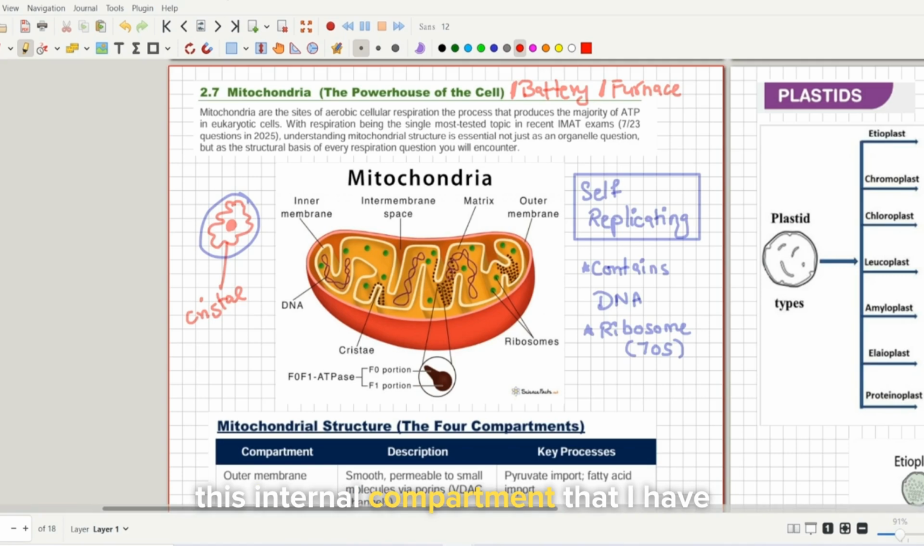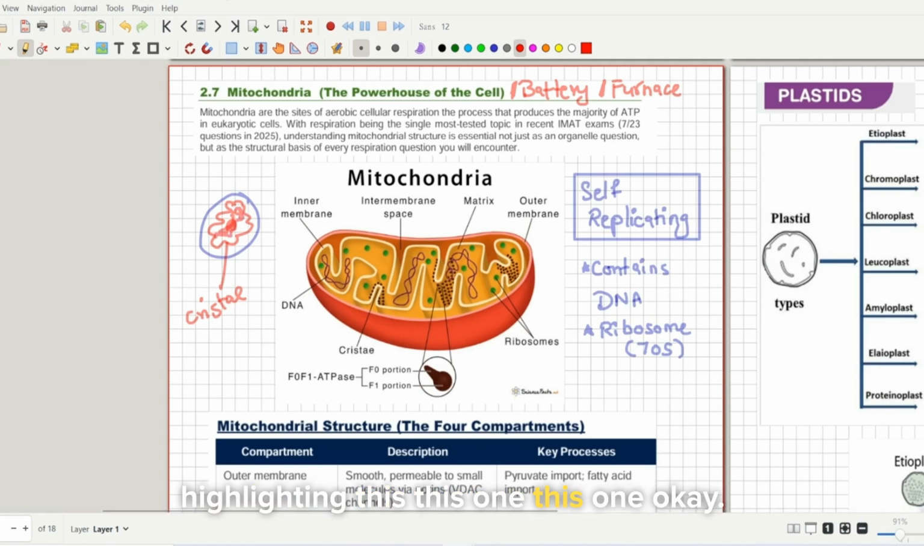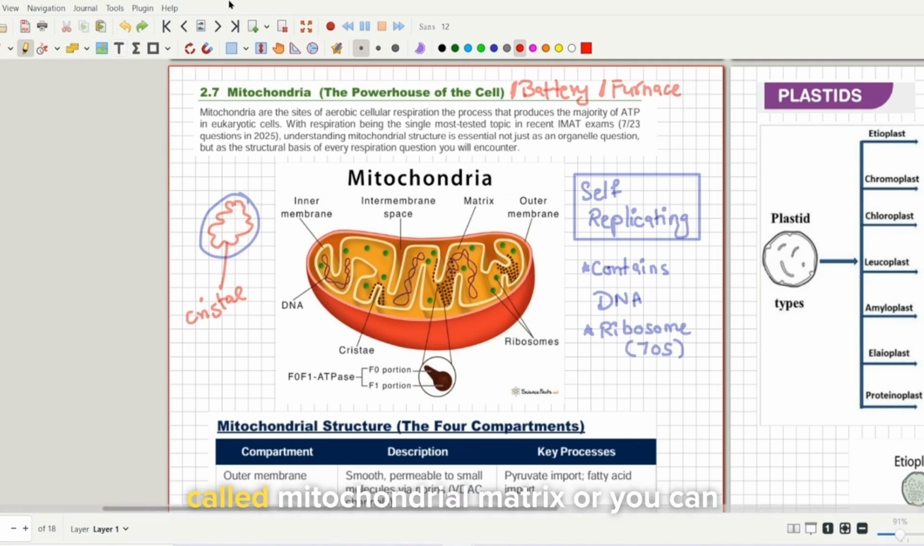And then you have this internal compartment that I am highlighting. This is the internal compartment and it is called the mitochondrial matrix, or you can simply say matrix, and it is enclosed by the inner membrane. So these are two compartments, the intermembranous space and the matrix. The mitochondrial matrix contains everything that we discussed: the DNA, RNA, ribosomes, enzymes, coenzymes, salts, and organic and inorganic ions. All of these things are present in the matrix, just like the cytoplasm of your cell.